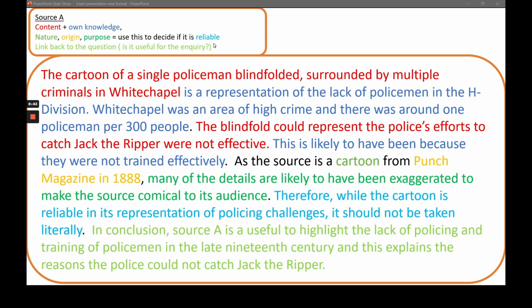Now I'm going to say, is it reliable? Therefore, while the cartoon is reliable in its representation of police and challenges, it should not be taken literally. And now I need to link everything back to the question.